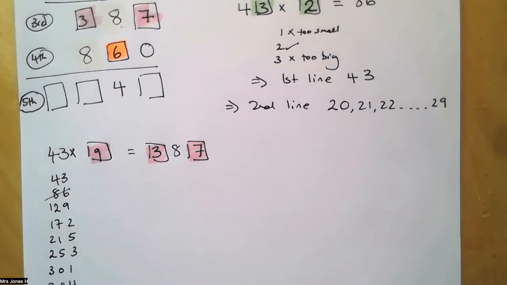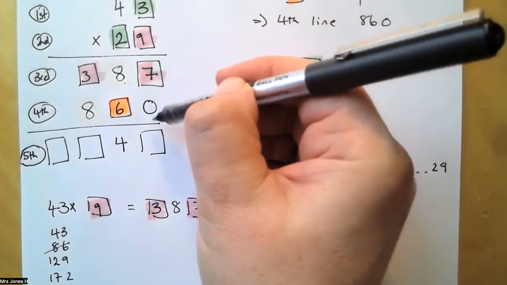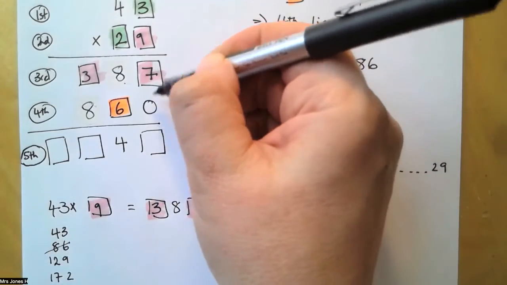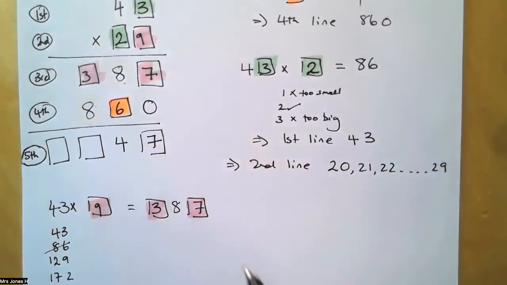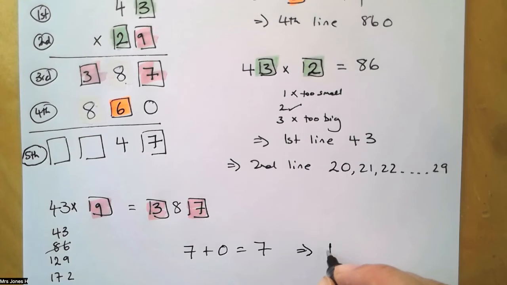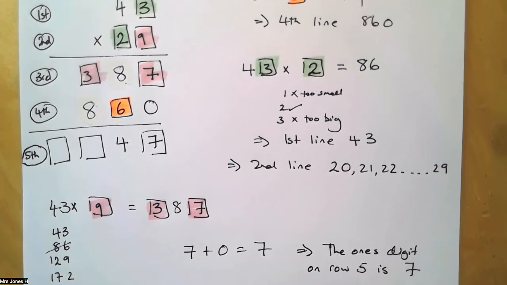So we're almost there. Now, if we work that out, we add them together. We don't actually need to work out these two at all, because 7 plus 0 is going to be 7. And therefore, the ones digit on row 5 is 7. And therefore the answer is D.